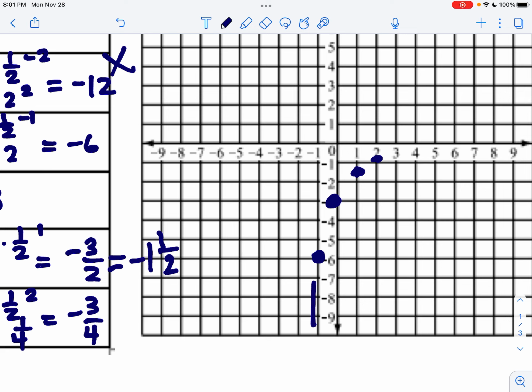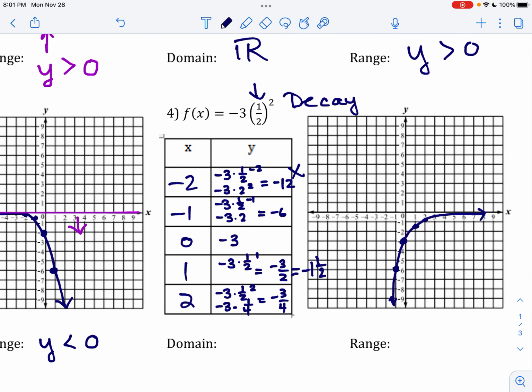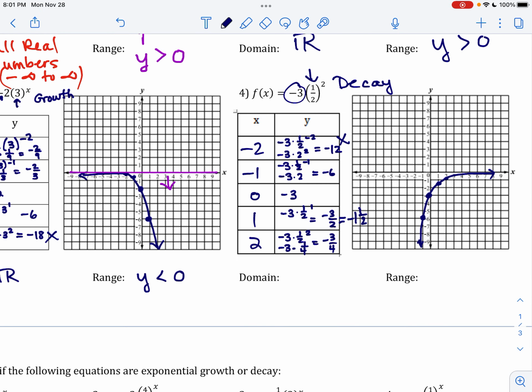And then we can draw the graph. It's going to get close to the x-axis, but it's not ever going to cross. So now, because it's negative, it's going to be flipped over on the bottom. And since it's negative, the range is going to be y is less than 0. And the domain is always all real numbers.